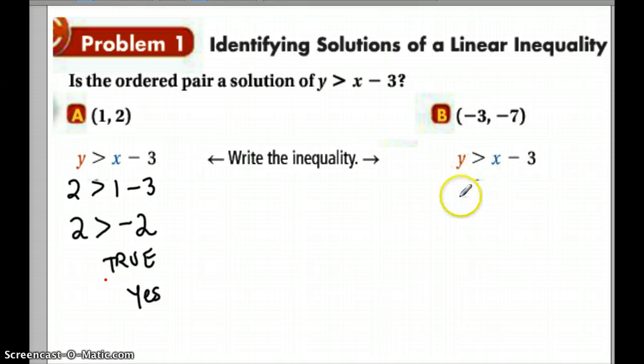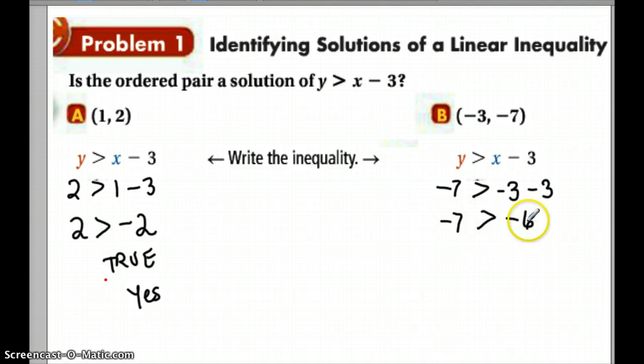How about the other pair? Let's put -7 in for y, and let's put -3 in for x, and simplify. -7 is greater than -3 minus 3. What is that? That's like combining -3 and -3. That's -6. Is -7 greater than -6? The answer is no. So this is not true. And if it's not true, it's not a solution to the inequality. So this one is, and this one is not.